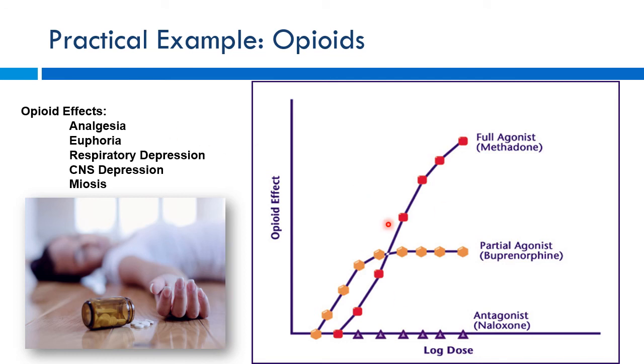So we have 3 drugs here. We have methadone, which is a full agonist. We're going to have buprenorphine, which is a partial agonist, and then we have an antagonist called naloxone. So that's Narcan. That's a competitive antagonist. As soon as it binds that receptor, it prevents methadone or anything else, heroin, hydrocodone, anything else from binding to it, essentially, right?